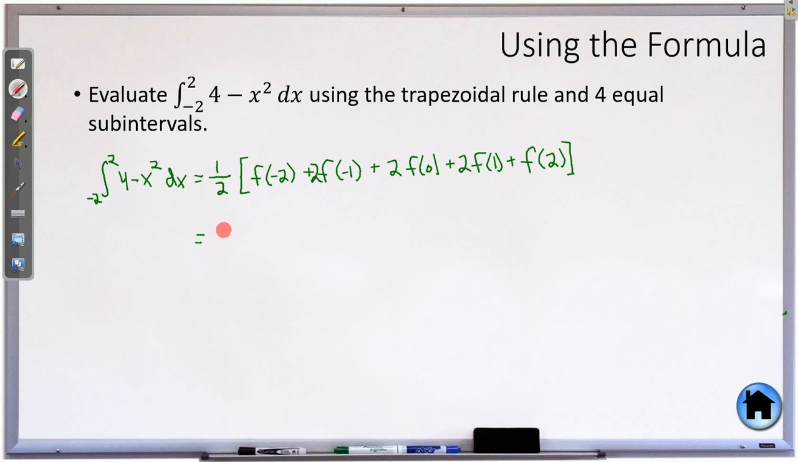I'm guessing we can do most of this in our head. It's a nice easy equation. So f at negative 2, if you plug in negative 2, you get positive 4. 4 minus 4 is 0. Plus f at -1. If I plug in -1, we get 1. 4 minus 1 is 3, times 2 is 6. If we plug in 0, we get 4, times 2 is 8. Plus, if we plug in 1, we again get 4 minus 1, which is 3, times 2 is 6. Plus, and our last one, if we plug in 2, we again get 0.